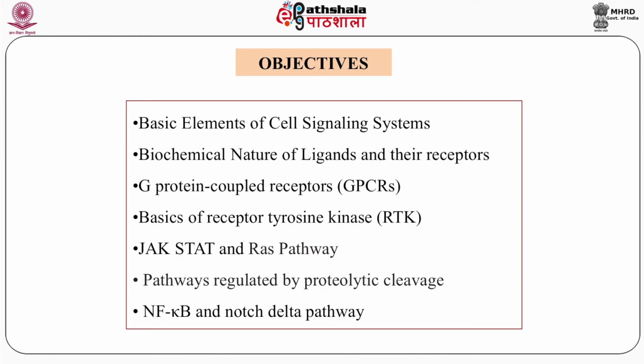Number 1, basic elements of cell signaling systems. Number 2, ligands and their biochemical nature. Number 3, receptors and their types. Then we'll go for the role of second messengers in signal transduction processes. Then we will proceed to G protein coupled receptors. Next, the RAS pathway. Then we'll talk about the receptor tyrosine kinases. Lastly, we will talk about the role of G coupled pathway and pathways which are regulated by proteolytic cleavages.